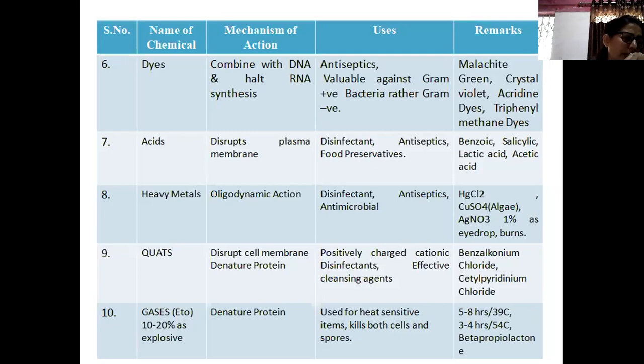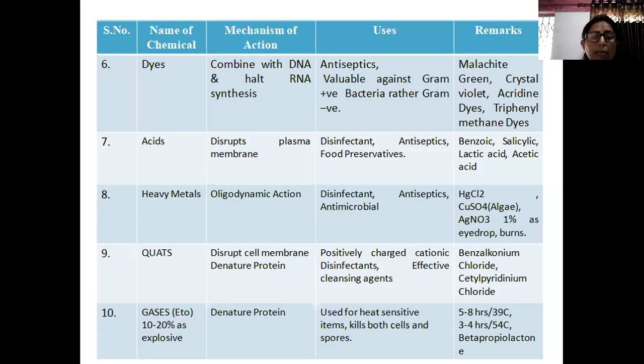Ethylene oxide is very explosive, and it is usually supplied in 10 to 20% concentration mixed with carbon dioxide or dichlorodifluoromethane. When using ethylene oxide, it can take 5 to 8 hours at a temperature of 39 degrees Celsius, and it takes 3 to 4 hours to kill all the cells and the spores when the temperature is 54 degrees Celsius.